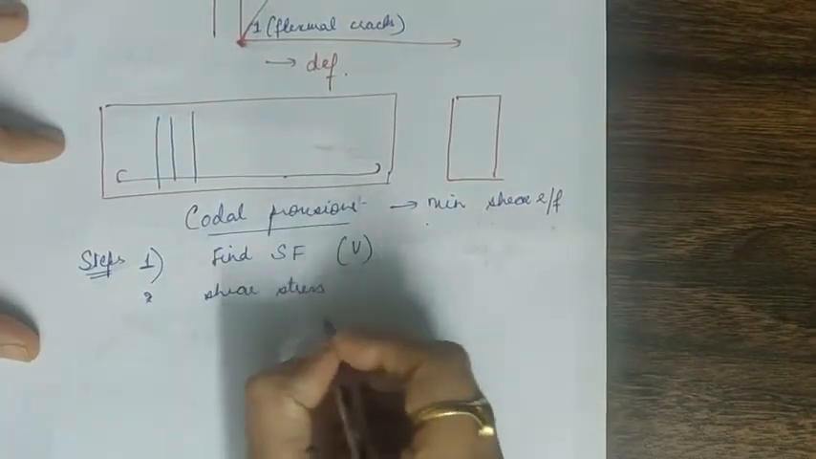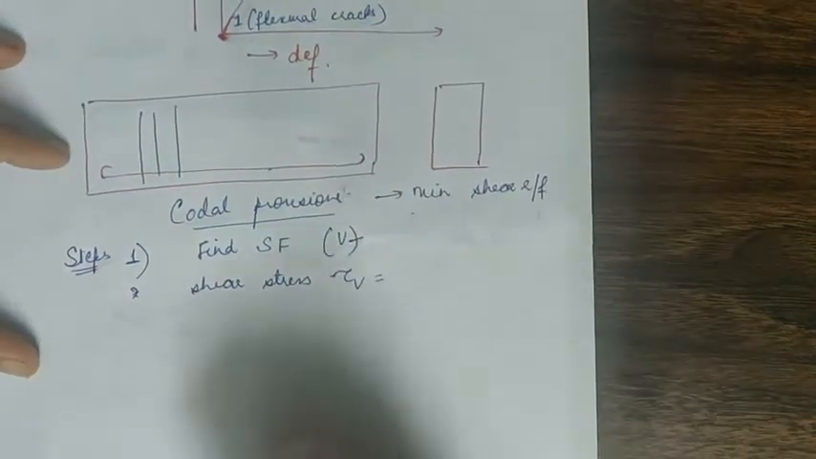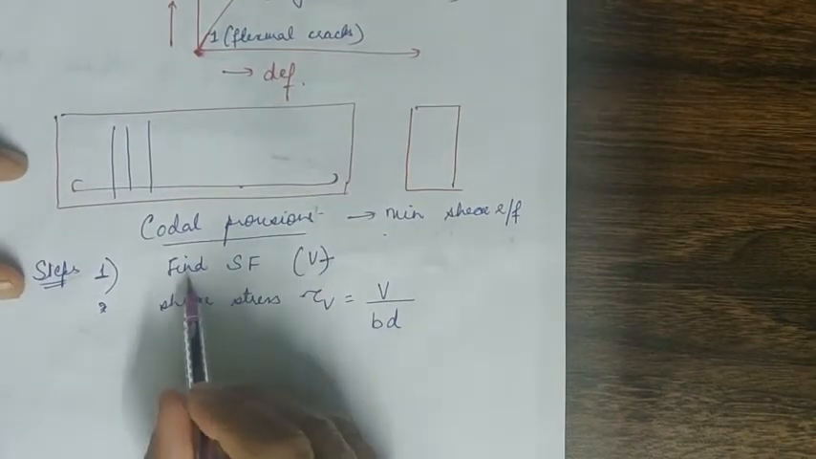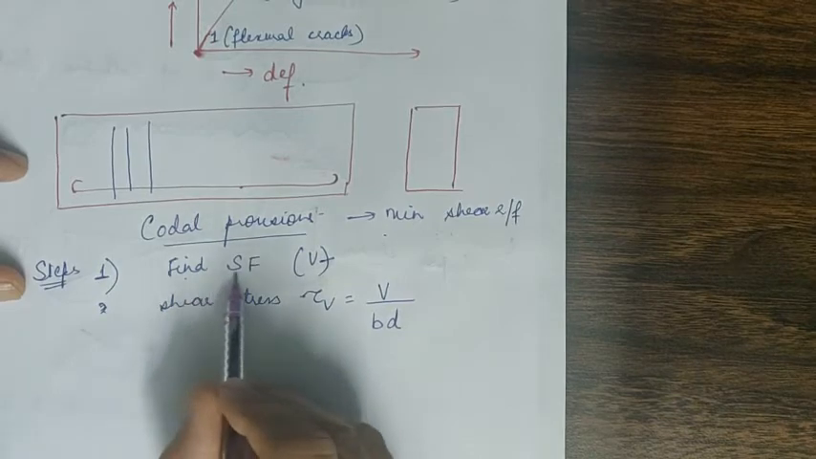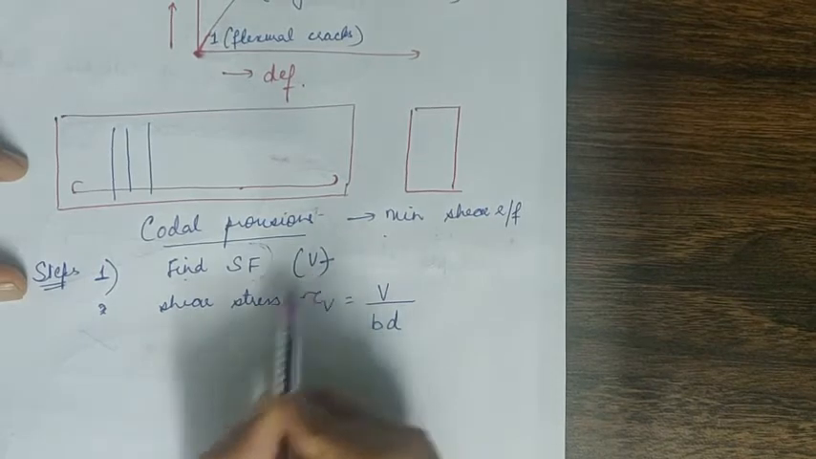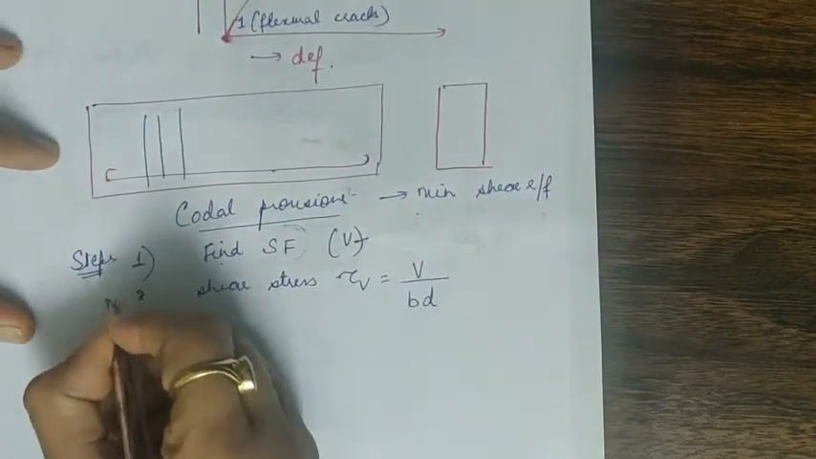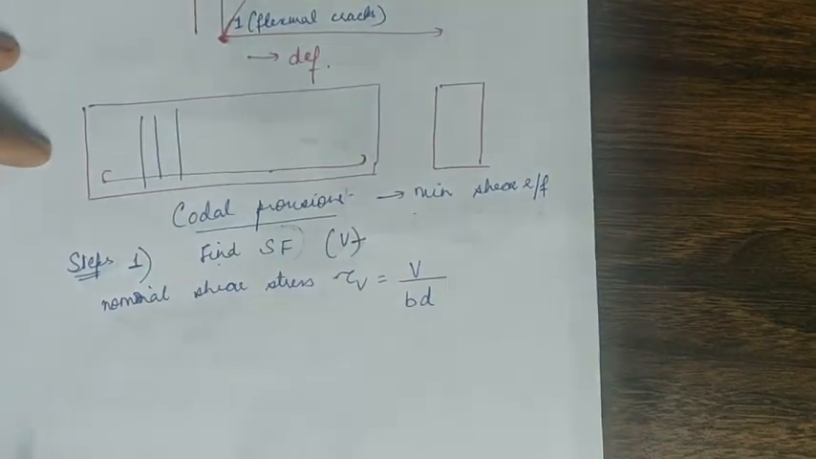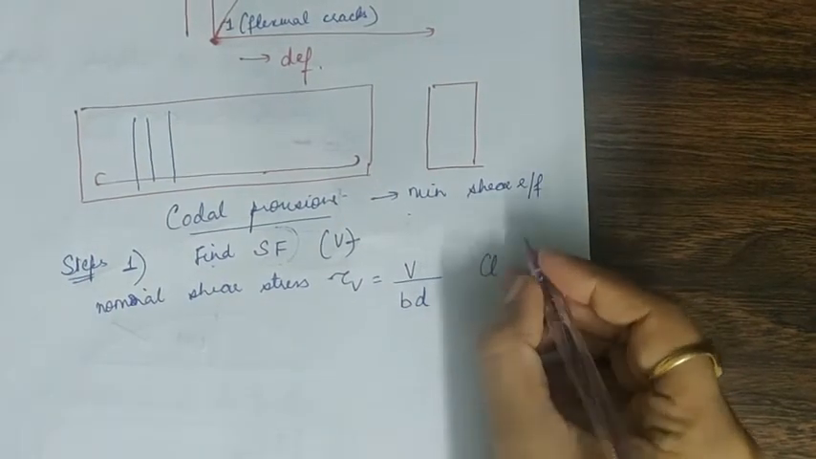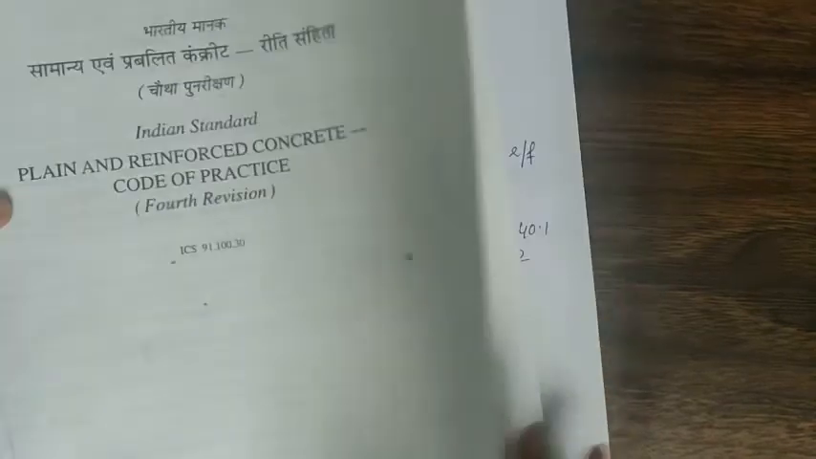The code says that the shear stress occurring due to load will be written as tau V, and this we will take as V upon b into d. So if due to the load the shear force coming on the beam is V, then it will lead to a shear stress of V upon b d. This is called nominal shear stress, and it is given in clause 40.1, page 72 of IS 456.